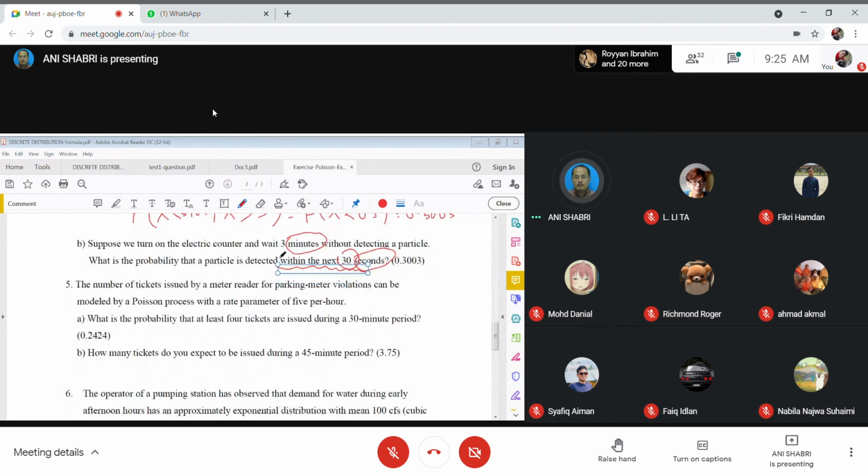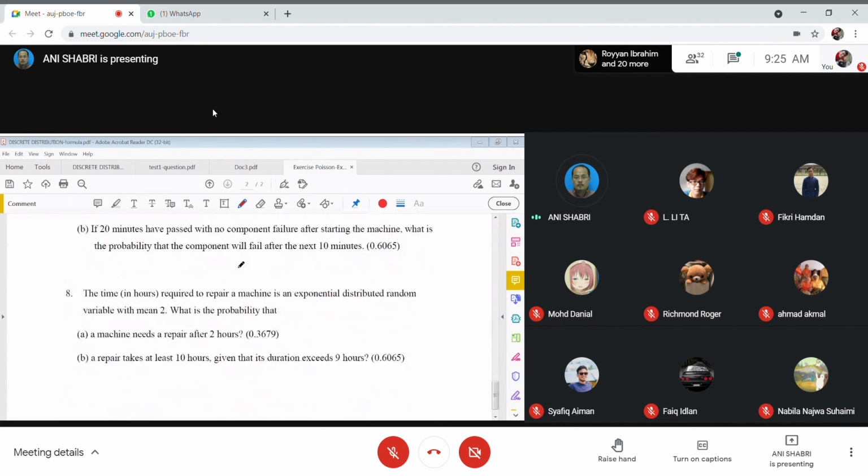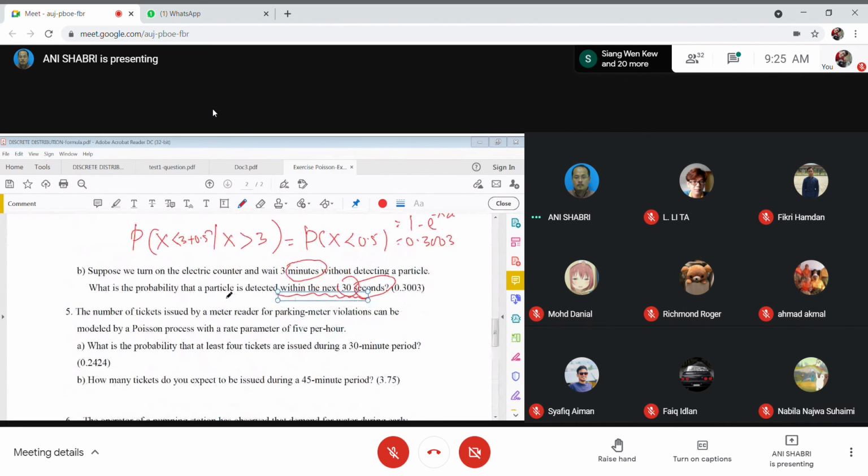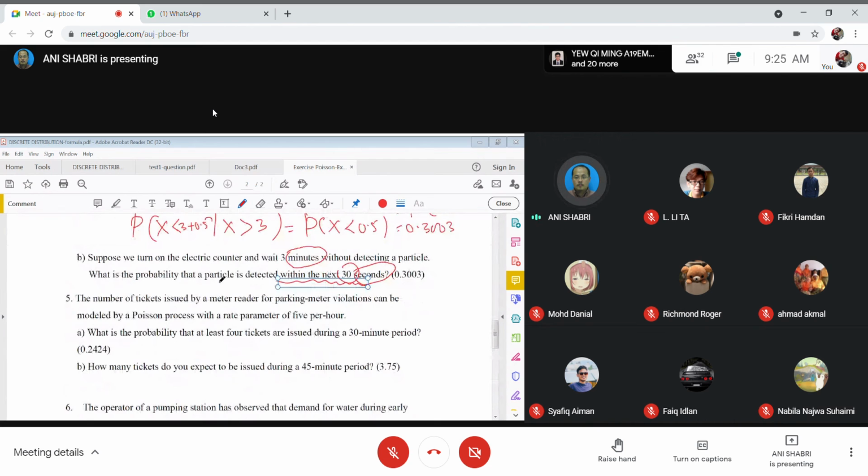Okay, we try this one. Not many left, let's try to finish them. Okay, the number of tickets issued by a meter reader for parking violations can be modeled by Poisson. This one is Poisson. Okay, the rate parameter is 5 per hour.